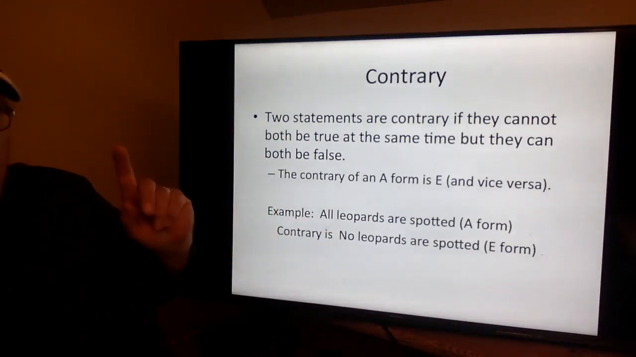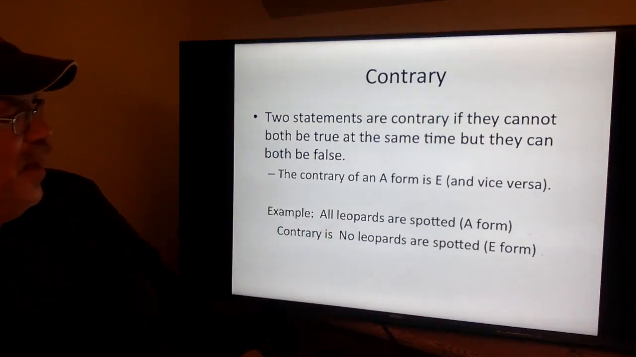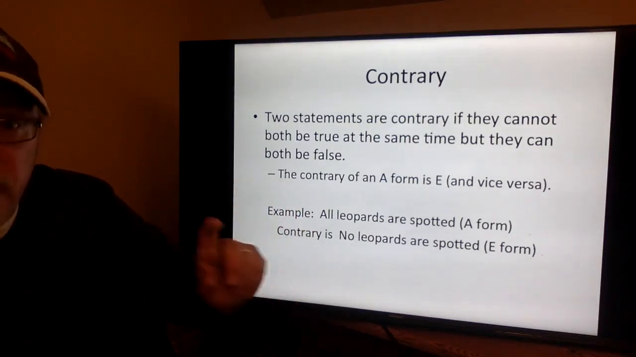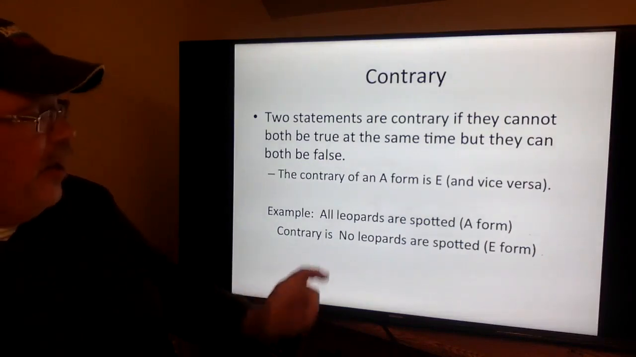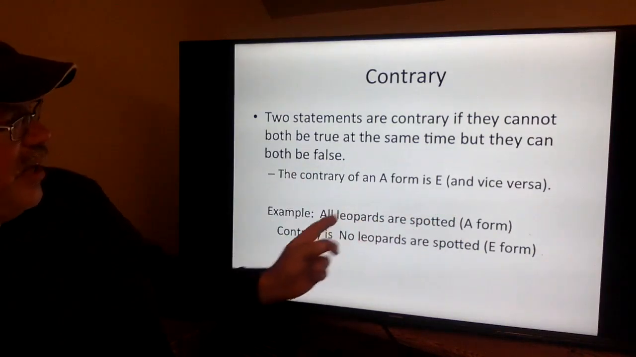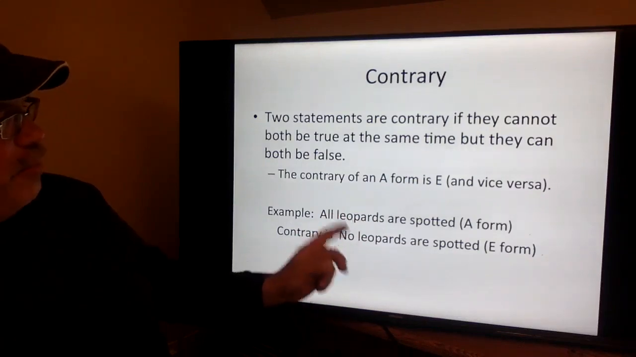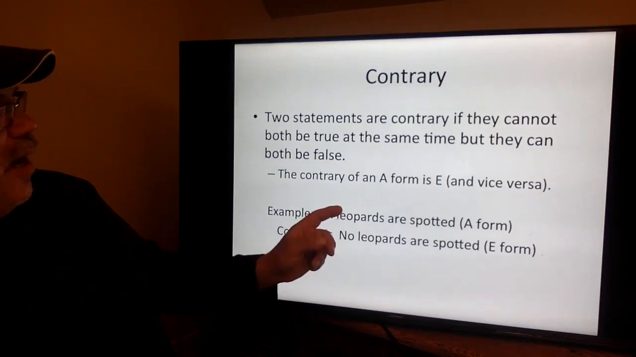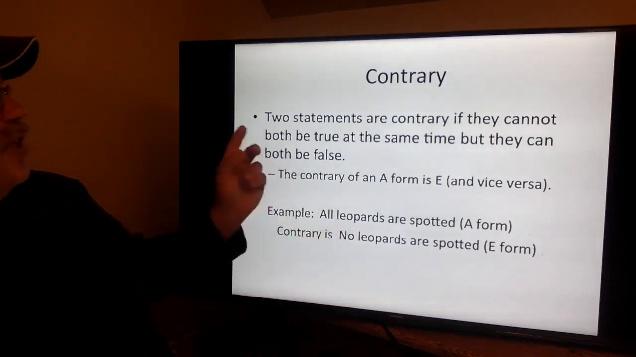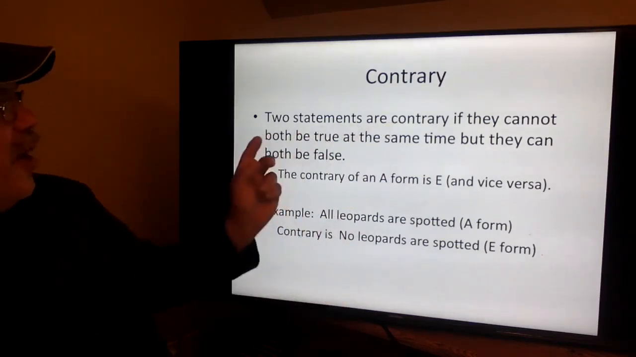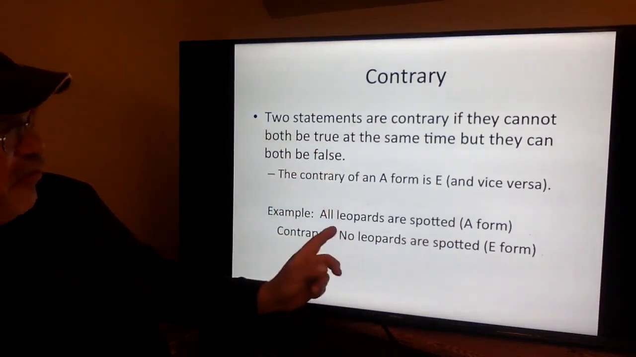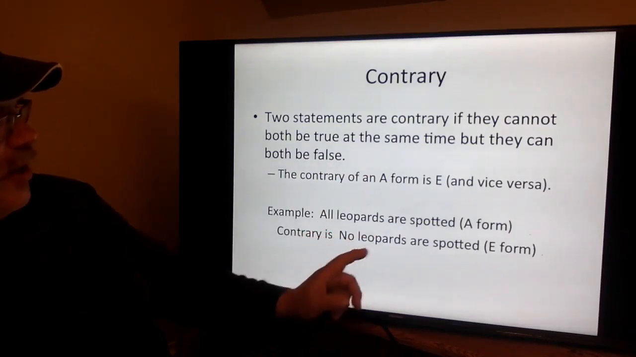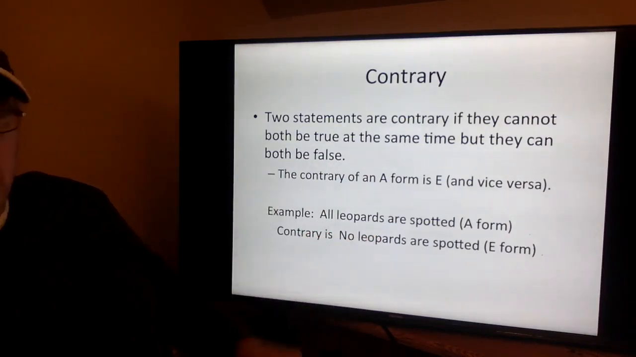If you find a non-spotted leopard, then you have "some leopards are spotted" and "some leopards are not spotted." Then these can both be false, right? You get at least one non-spotted leopard, and these are both false, but they cannot both be true. So let's just check on that. Two statements are contrary if they cannot both be true. Yes, that's what we see with the leopard example. But they could both be false if we had one non-spotted leopard. So that's exactly what that is.